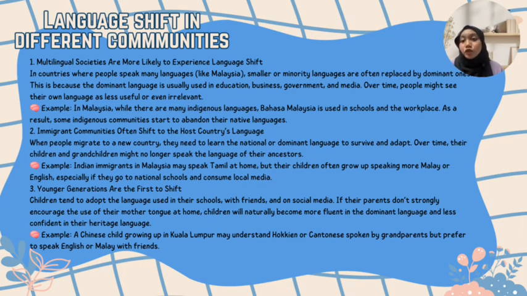Children are more influenced by school, friends, and social media. If their parents don't reinforce the use of the mother tongue at home, the children will naturally become more fluent in the dominant language. A good example is Chinese children in urban areas who may understand dialects like Hokkien or Cantonese but mostly speak English.